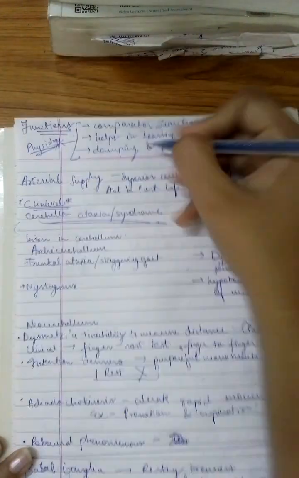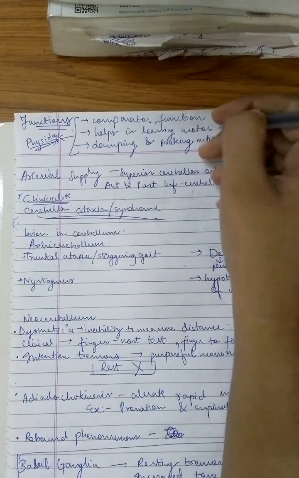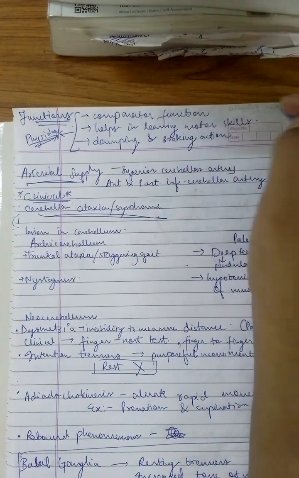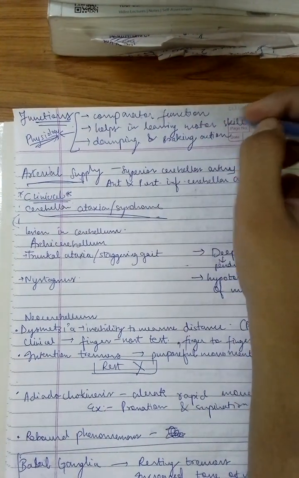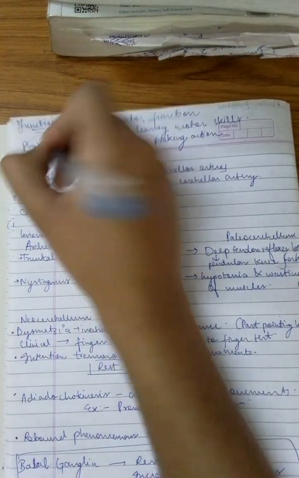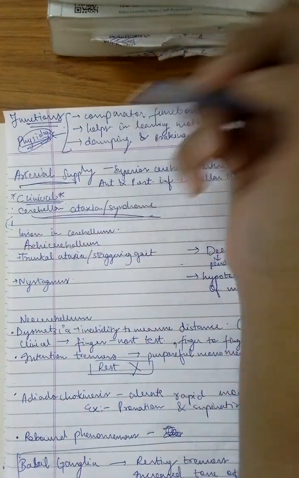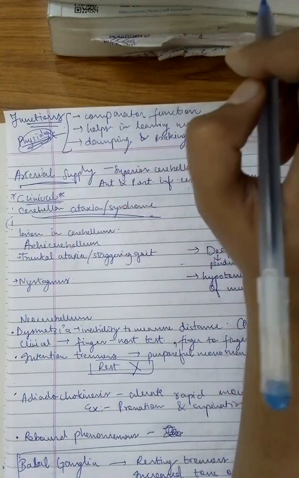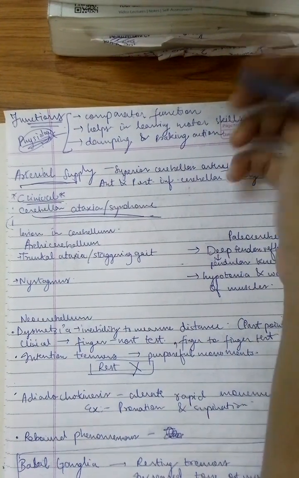So next is functions. Functions, arterial supply we are going to study, and the clinical correlation, which is the cerebellar ataxia or cerebellar syndrome. You will learn the functions much more in physiology because it is a UQ question there. Anyways, you will learn the functions. I will just tell you three of them.